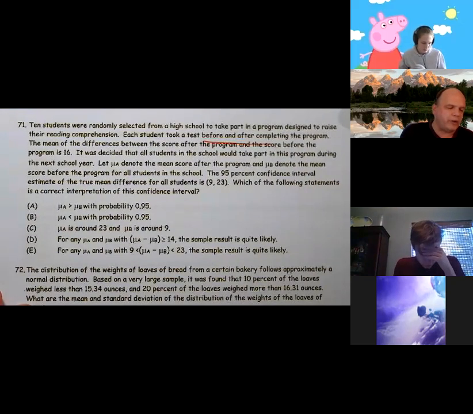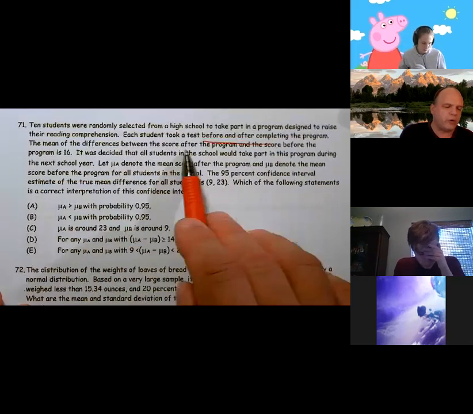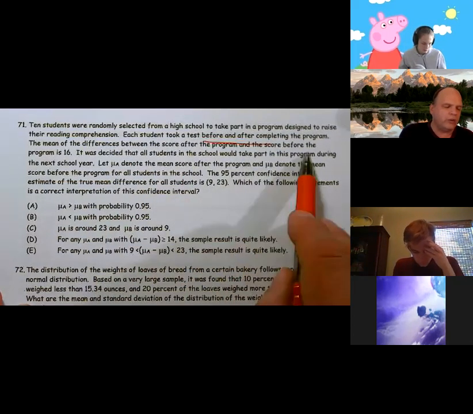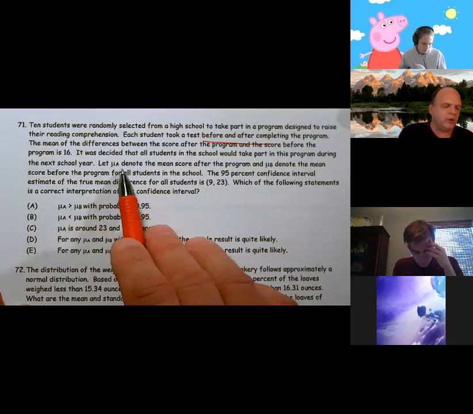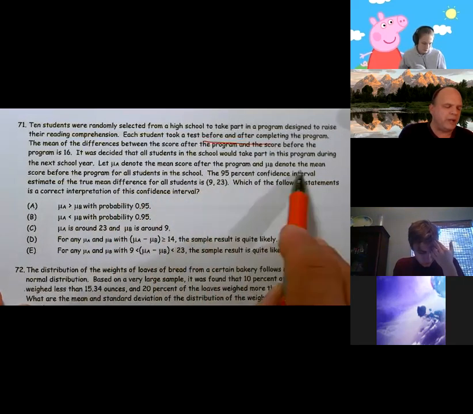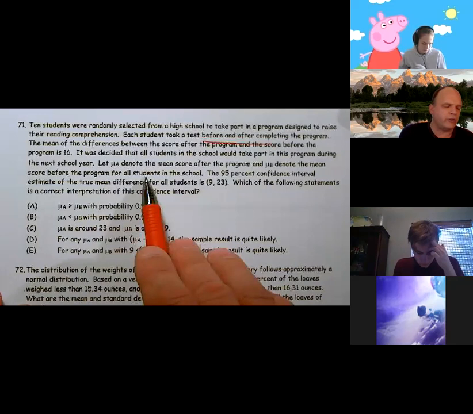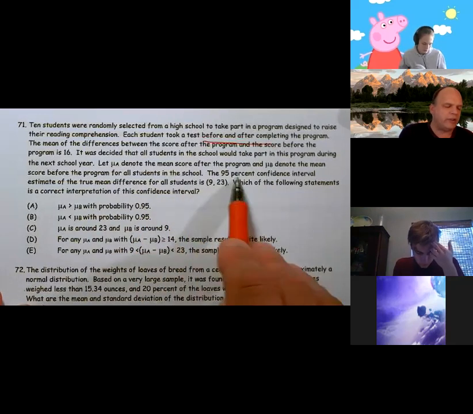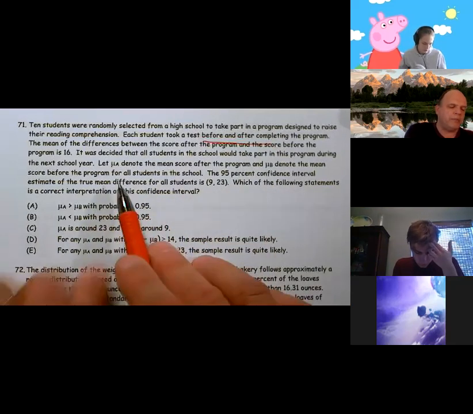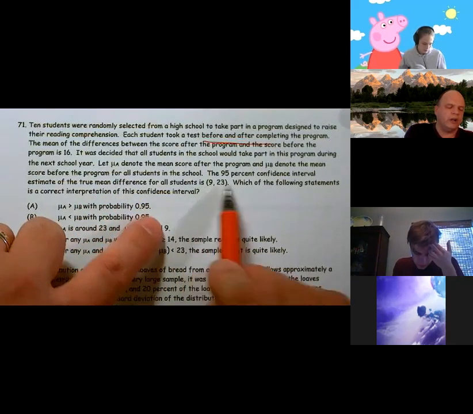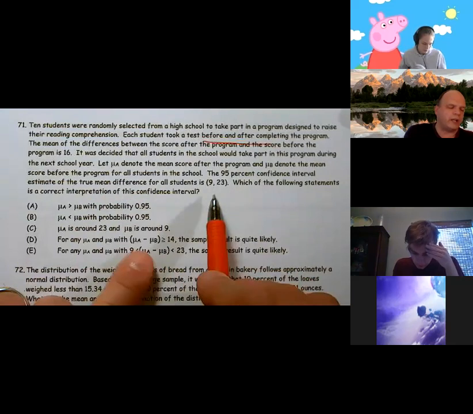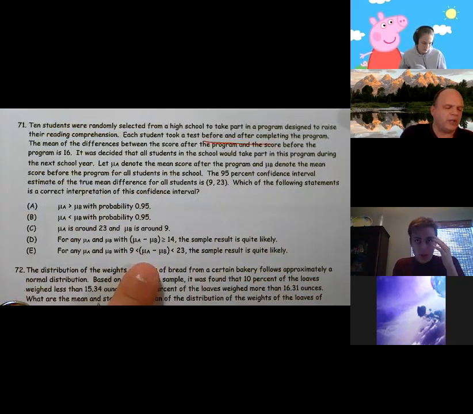It was decided that all students in the school would take part in this program. The mean of the difference between the score after the program and the scores before the program is 16. It was decided that all students in the school would take part in this program during the next school year. Let mu A represent the mean score after the program, and let mu B represent the mean score before the program for all students in the school. The 95% confidence interval estimate of the true mean difference for all students is 9 to 23. Which of the following statements is a correct interpretation of the confidence interval?